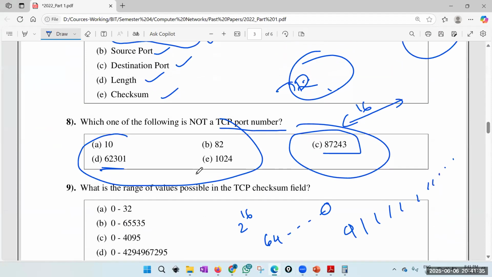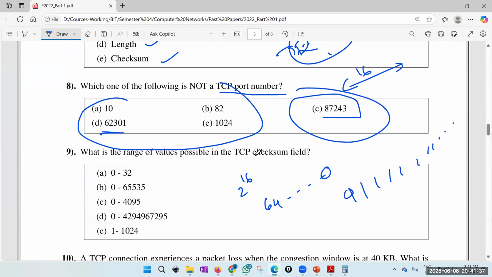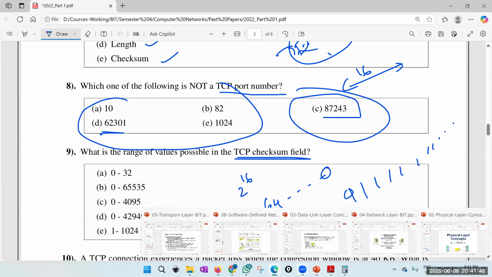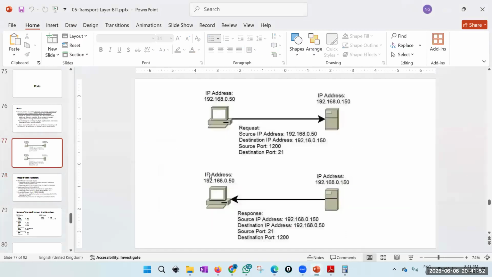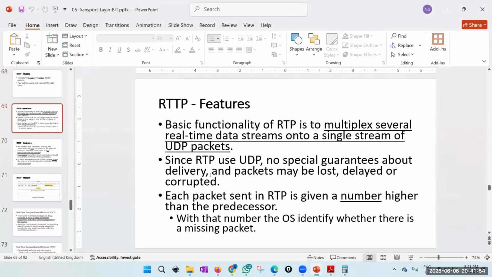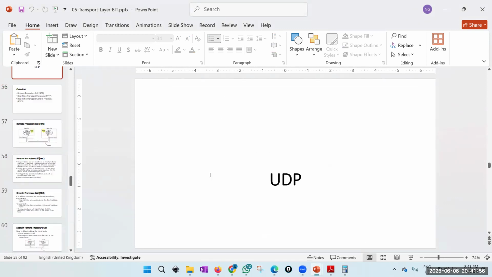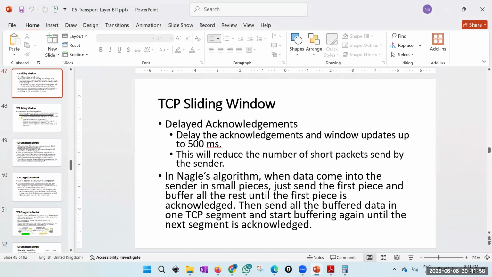What is the range of values possible in the TCP checksum field? Of course, you can do that only if you remember the width of the TCP checksum. We discussed that. I don't know how feasible it is to remember these things. Okay, TCP field.